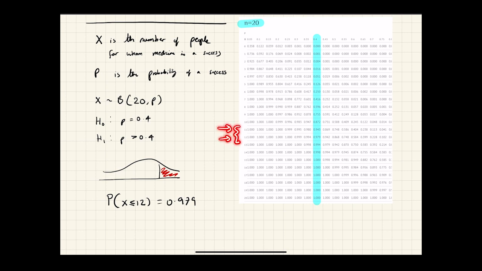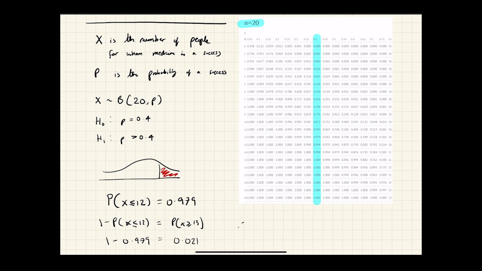This one worked, this one doesn't work because 1 minus that is less than 0.05. So we're going to do that here. If you got that, then how do we find the greater than version? Well, 1 minus the probability of x being less than or equal to 12 is the same as the probability that x is more than or equal to 13. So 1 minus 0.979 is equal to 0.021, which indeed doesn't work.